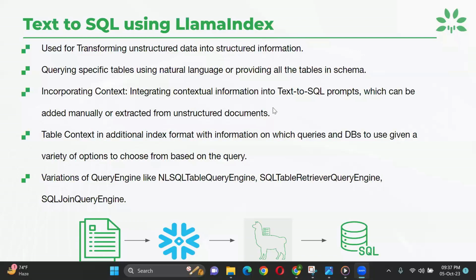And SQL join query engine. This is a kind of query engine where you can append your structured data query with unstructured data, like a vector database, when your response has to come from multiple sources. So you query something from your database, and then you want to get more information about that from your vector database. So you join these two pieces of information and then pass it as a result. So a much more detailed response.